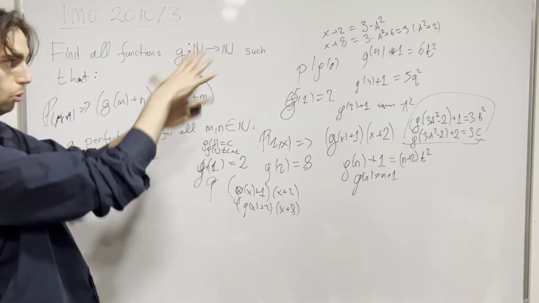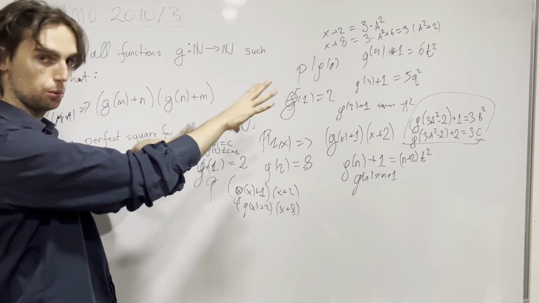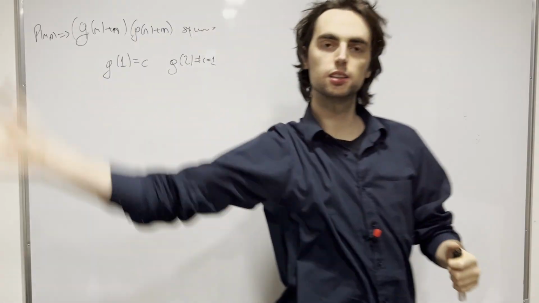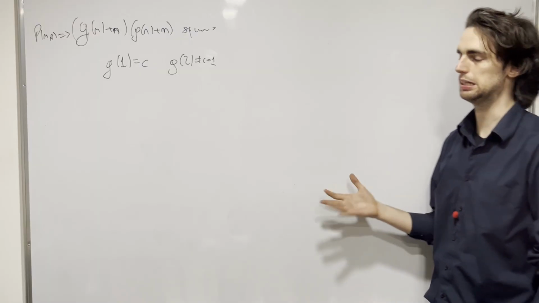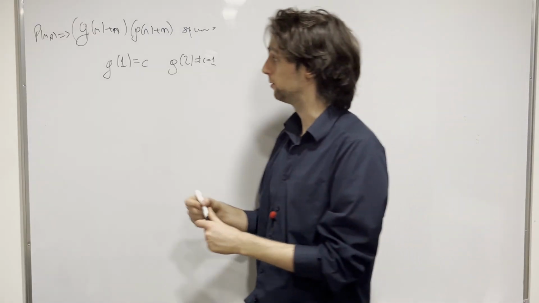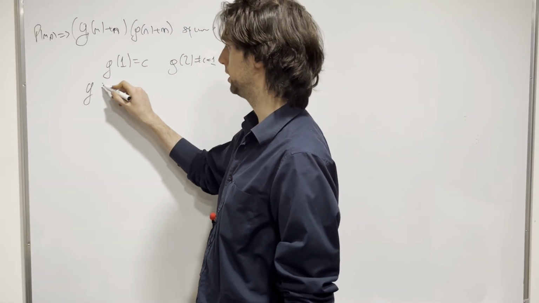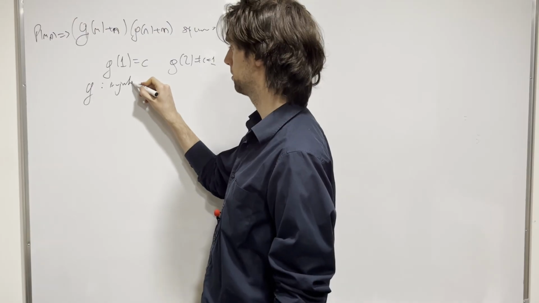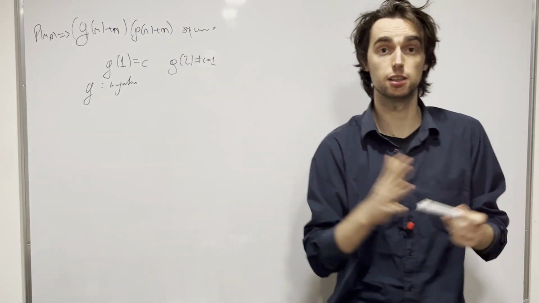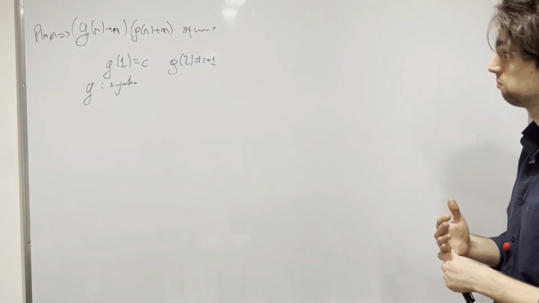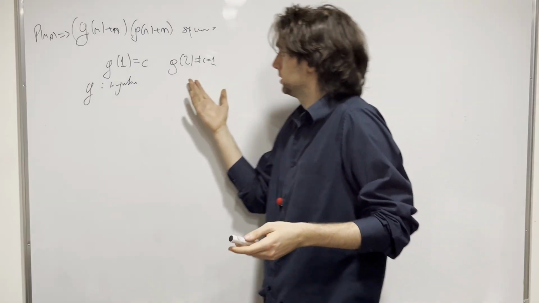Let me clear up the board and get back to what we've found so far. So far we really don't have much. We have g, we have this, and we have that g is injective. That's all we have. So what happens if g of 2 isn't c plus 1?